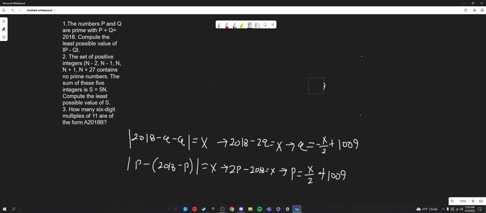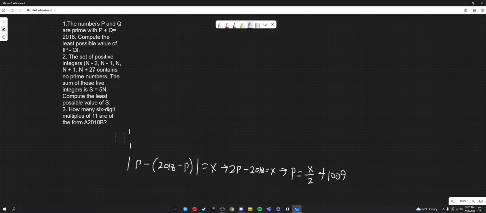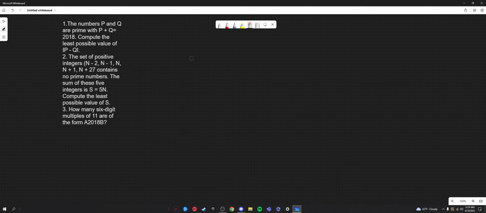Number 2, which I think is a little easier, or at the very least, I have a less mathematically elegant way of solving it. So let me just erase all this. Okay. So number 2, we have the set of positive integers n minus 2, n minus 1, n, n plus 1, and n plus 2, which should be 2, not 27. N plus 2 contains no prime numbers, and the sum of these 5 integers is s, which equals 5n.